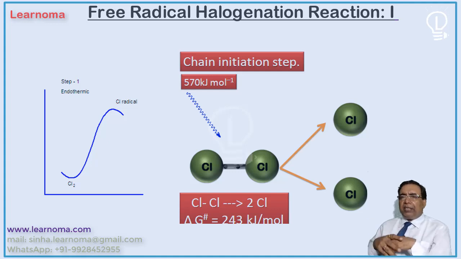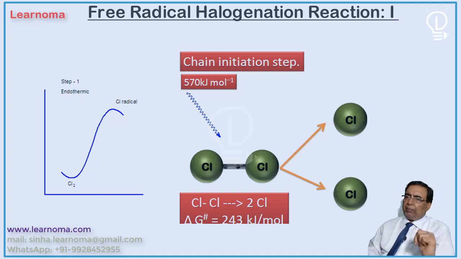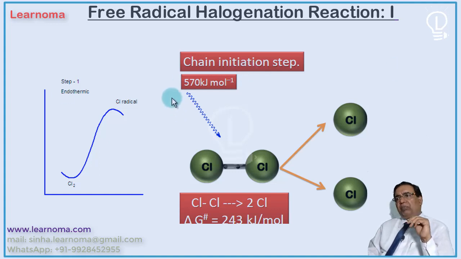Already we have seen the reaction in brief, and now I am going to discuss the different parts, the different phases of the reaction step by step. Let us see the first step. The first step, formation of chlorine radical from chlorine molecule, is called the chain initiation reaction.